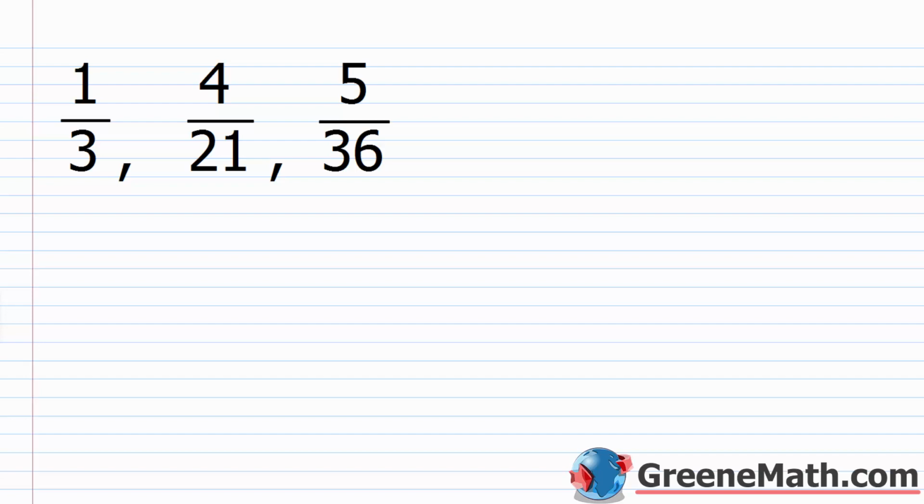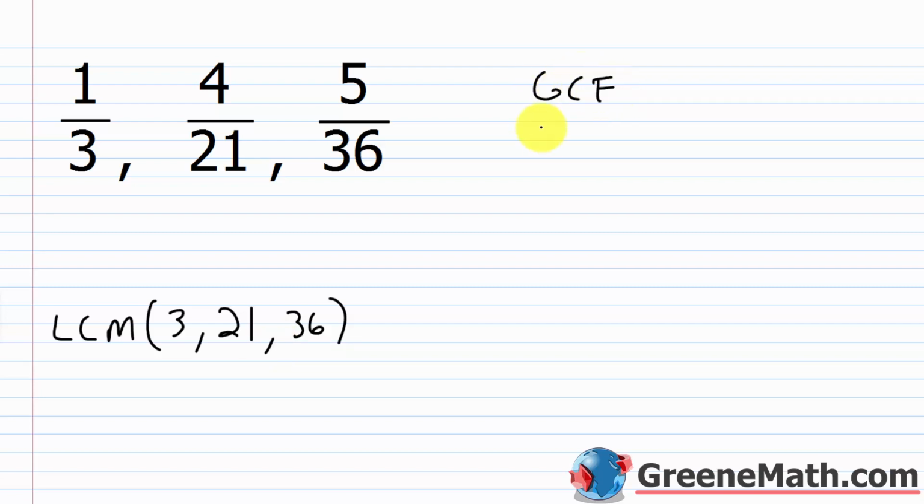So the LCD when we work with fractions is found in what way? Okay, let's just refresh our memory. If we have 1/3, 4 over 21, and 5 over 36, again, the LCD is the LCM, or least common multiple, of the denominators. So 3, 21, and 36. Okay, so you might be really confused at this point because you hear all of these different acronyms, right? You hear GCF, you hear GCD, you hear LCM, you hear LCD.